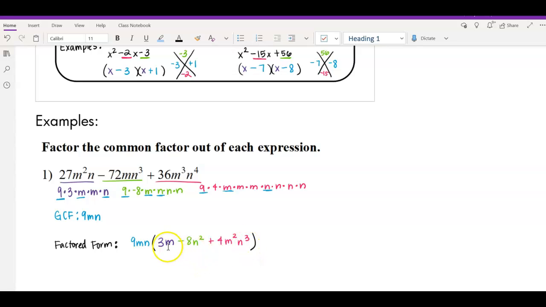Now for all of these, you can double check to make sure that you did your problem right if you multiply your answer and get the original problem. So if I wasn't quite sure if I did the problem right, I would go through and distribute all of this and hope that I got the same problem that I started with as my new answer. This 9m with the parentheses is going to be my final answer in factored form.